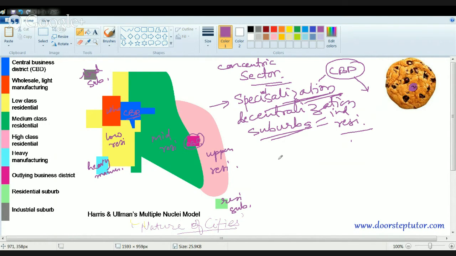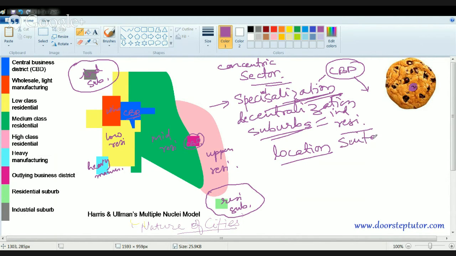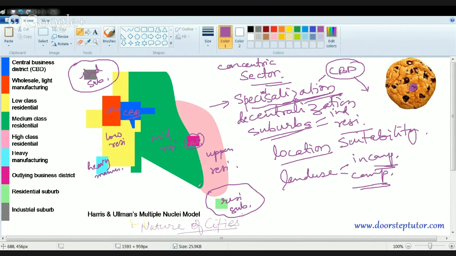So this theory mainly talks about a few important things. First is the location suitability. This region must be suitable for residential because there are no upcoming industries here. This region is suitable for industries because all the things that would be coming up in this region would be dealing with industrial activities. Okay, so first is the location suitability, that is most important. Then we already talked about specialization. Then you have the land use. The compatibility and incompatibility of land use is the most important thing that we need to understand here. Okay, so the best example that we can understand here is, as we mentioned, the chocolate chip cookie.